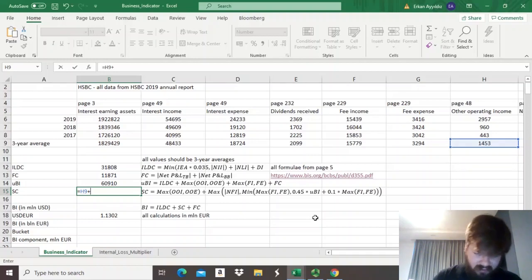So to apply this logic, we need to apply the max function. And first of all, the first argument of this max function is the absolute value of net fee income.